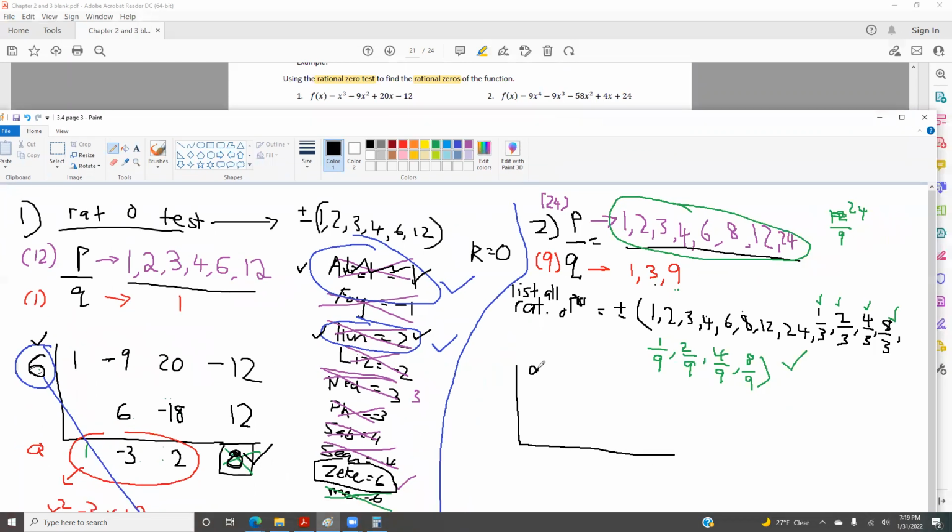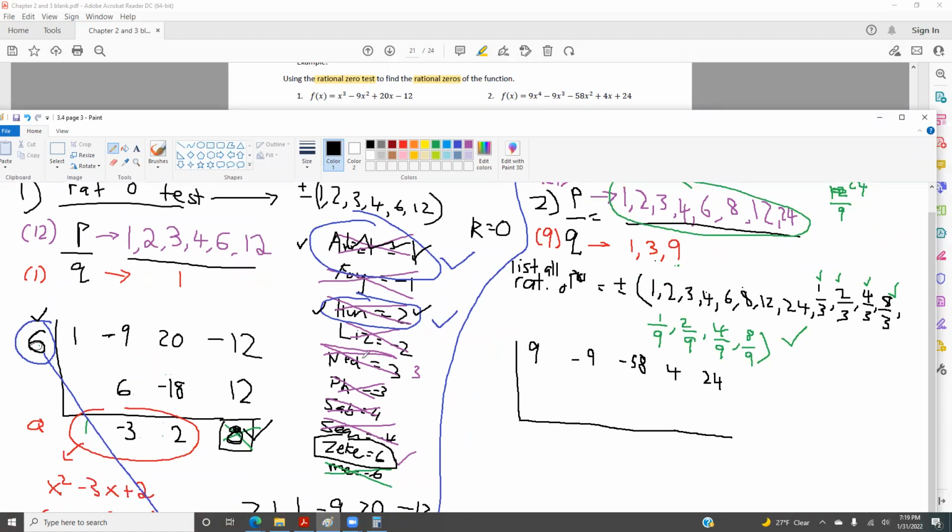coefficient here. 9, -9, -58, 4, and 24. Yes, you guys are gonna repeat the same zeros. So Ariel, you're gonna do 1 again. Cell, you're gonna do -1. Hunter 2, Liz -2, Nat 3, Fong -3, Sabrina 4, Sean -4, Zig 6, and I'm gonna do -6. Again, we only go till here, 1, 2, 3, 4, 6, because they're all in here.